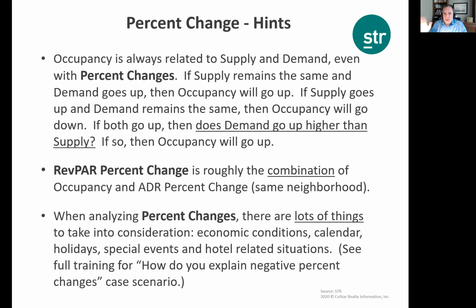Next little hint, RevPAR percent change. Now here's a little hint to help you check your math. RevPAR percent change is roughly the combination of occupancy and ADR percent change. Now it's not exact, but it will be in the same neighborhood. So if you're looking at a hotel and your occupancy percent change is +5 and your ADR percent change is +10, then the RevPAR percent change will be close to +15. You can add them up.